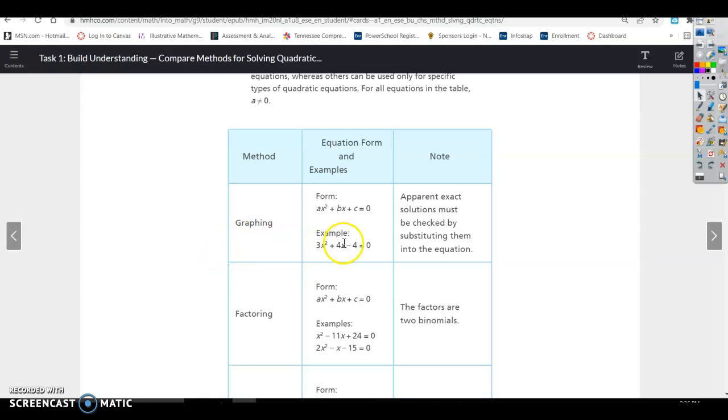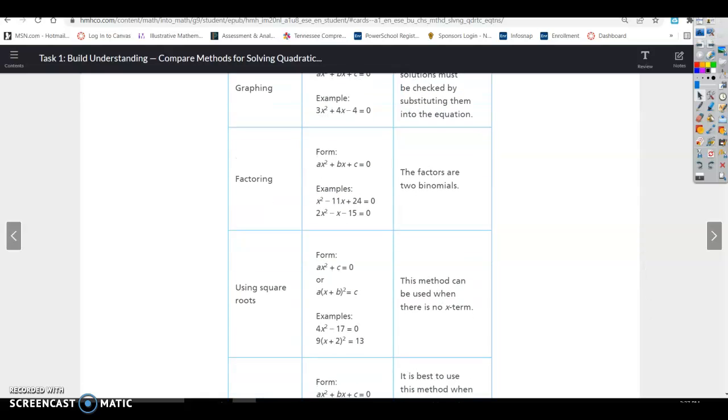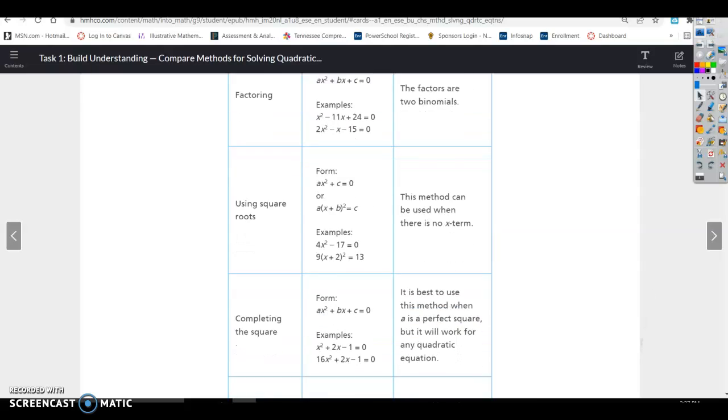All right, so methods for graphing. Apparent exact solutions must be checked by substituting into the equation. So if you graph and find your x-intercepts, those are solutions, but you should plug them in and check them just to make sure that they work. Factoring works for a lot of quadratics, but not all. If you can factor into two binomials, you can set those binomials equal to 0 using the zero product property and then solve to find the solutions. Factoring only works for quadratics that can be factored.